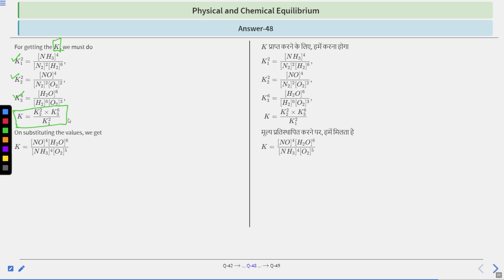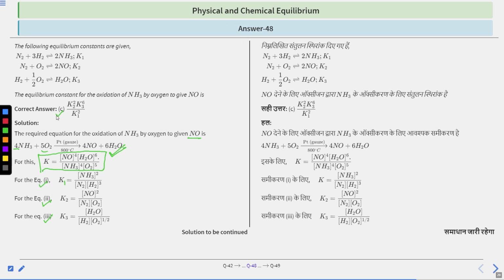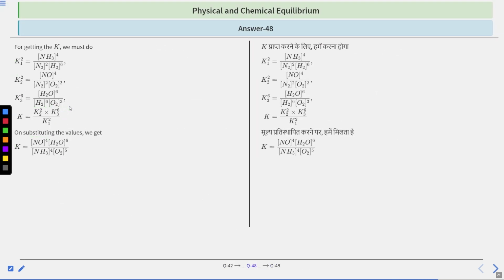And so we observe that K in terms of K1, K2 and K3 comes out as K2 square into K3 whole 6 divided by K1 square. On substituting the values, we get that K is equal to [NO] whole power 4 [H2O] power 6 divided by [NH3] power 4 and [O2] power 5. And this is what we have to find out, right? And thus our correct option will become C, that K will be equal to K2 square K3 whole 6 divided by K1 square. Okay. Let's move to next question.